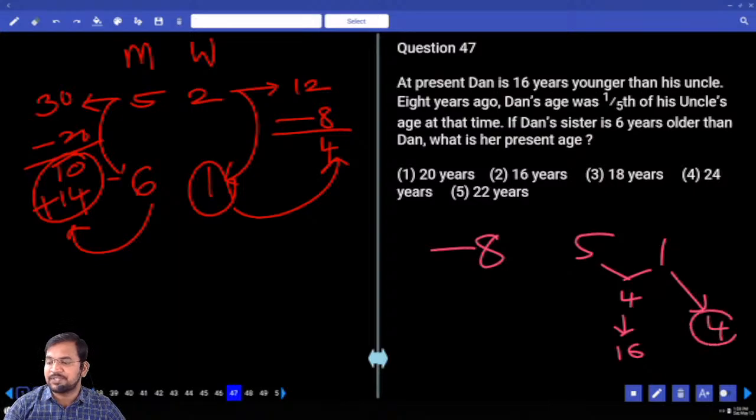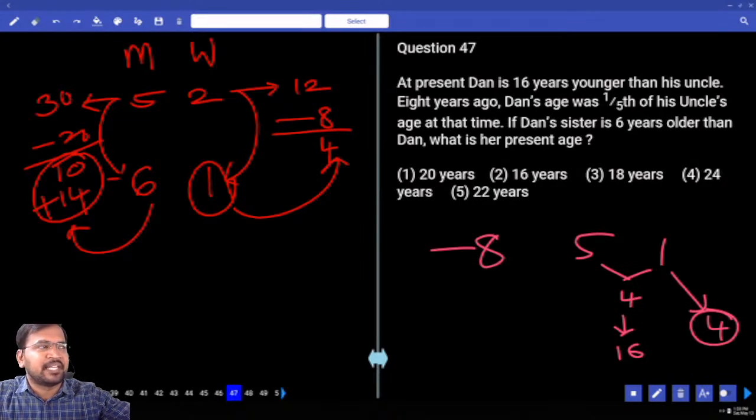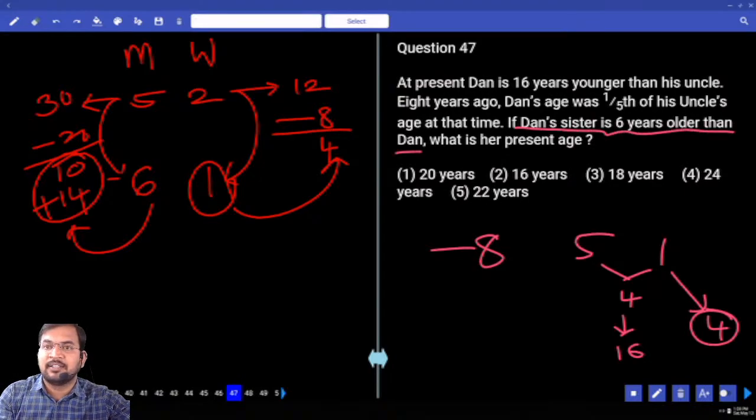Therefore, Dan's age is what? When it is 4 years? 8 years ago it is 4 years. Present is 12 years. Present Dan is 12 years. Dan's sister is 6 years older than Dan. Then Dan's sister's age is 18 years. Na?